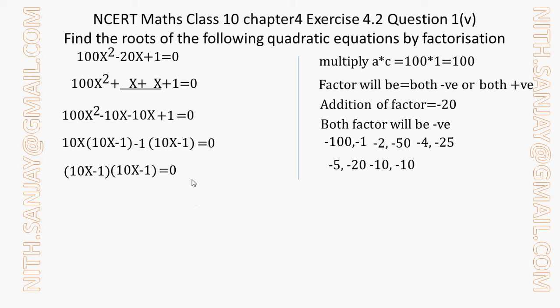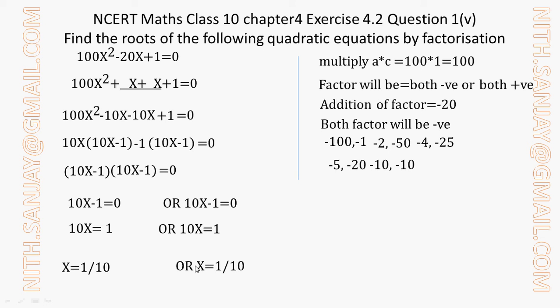Now to find the roots of this quadratic equation, we have to equate both these terms to 0. So 10x minus 1 is equal to 0, and this term is also equal to 0, so 10x minus 1 is again equal to 0. Now I will add 1 to both sides of this equation. I will get 10x is equal to 1. I will again add 1 to both sides of the other equation and get 10x is equal to 1. I will divide both sides by 10. I will get x is equal to 1 by 10. I will divide both sides of the other equation by 10 also, so I will get x is equal to 1 by 10.